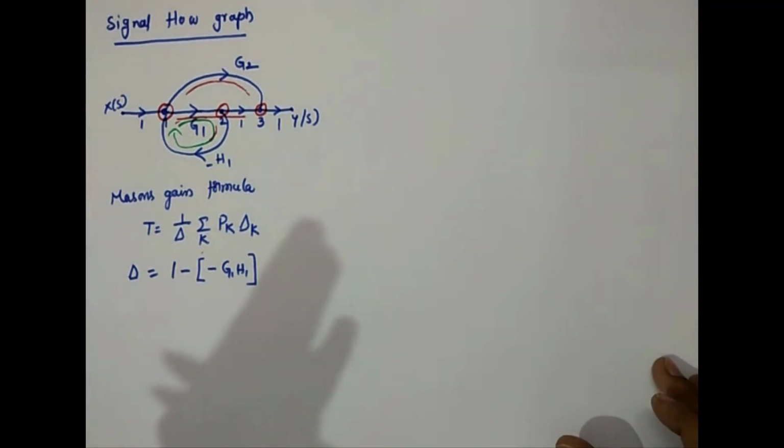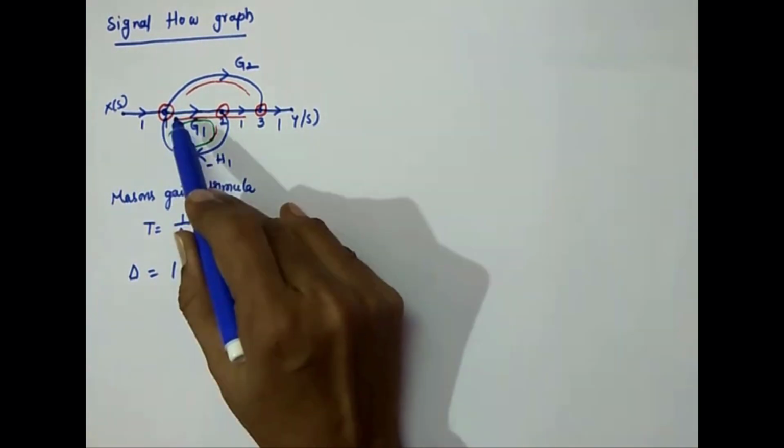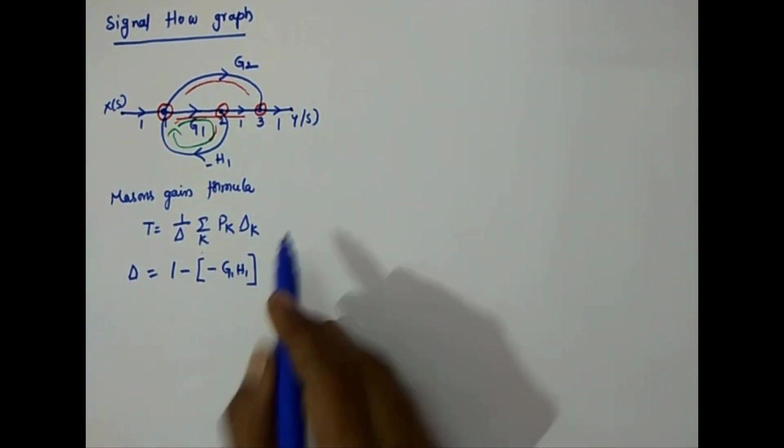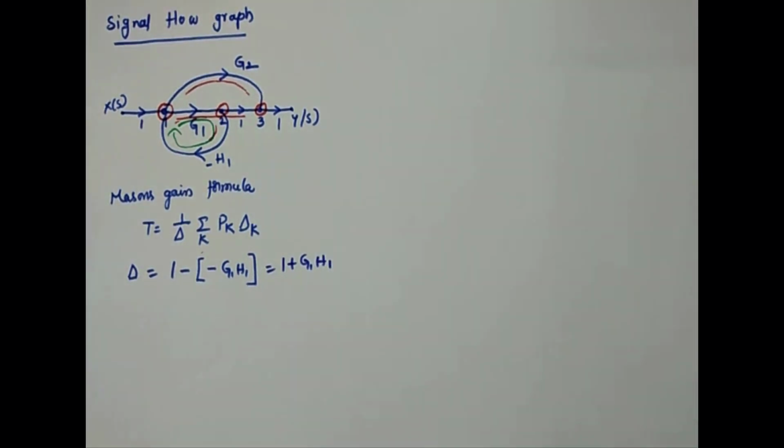We don't have more loops here. Only one loop is there, that is an individual loop, and it is touching both the forward paths. Okay, so very simple problem. So I'll get only the first term of delta, 1 minus sum of all individual loops, because we don't have two non-touching loops, we don't have combinations of three non-touching loops like that. So the delta becomes 1 minus only the loop gain of the individual loop. What is the individual loop here? Only this one. So it is simply minus of minus G1 H1. So it is nothing but 1 plus G1 H1.